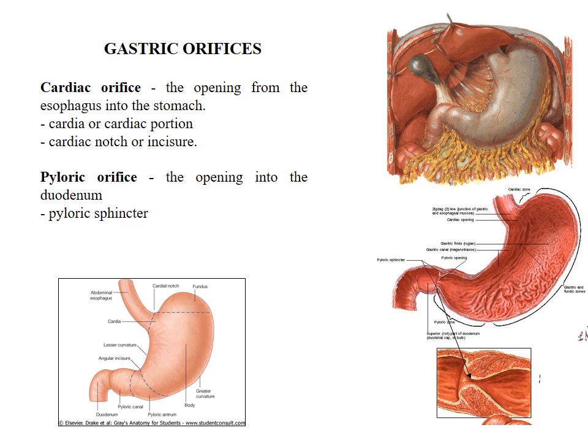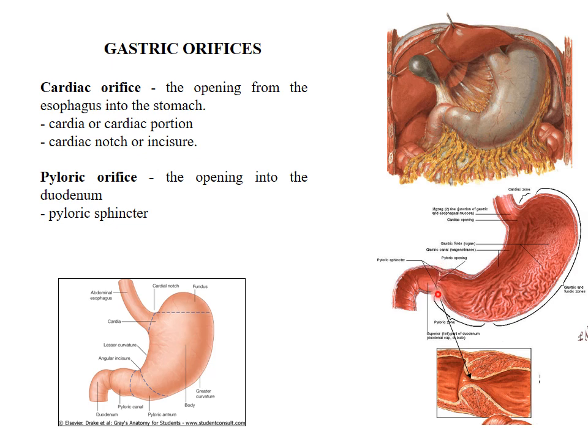The stomach has two orifices, cardiac orifice and pyloric orifice. The cardiac orifice is the opening from the esophagus into the stomach, and the part of the stomach which is adjacent to this orifice, which surrounds this orifice, is the cardia or cardiac portion. Between the left margin of the esophagus and the lesser curvature, there is the cardiac notch or cardiac incisure.